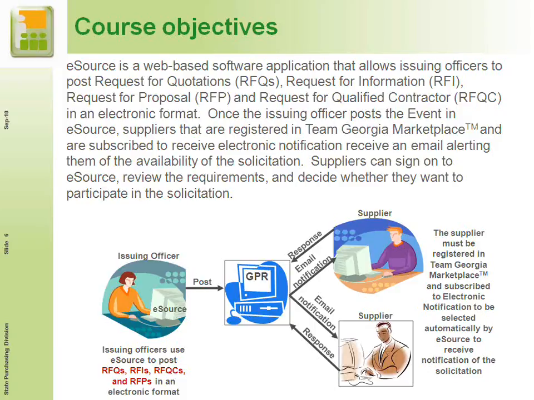I just want to take a moment here and talk about suppliers being subscribed. This is an electronic system. In order for them to be notified electronically, they must be subscribed in Team Georgia Marketplace. Now, I know that you're adding suppliers in. We want to encourage you to encourage your suppliers to subscribe, because this way they'll be able to receive all of the electronic notifications coming from the GPR, Team Georgia Marketplace, or eSource. If you're adding in suppliers, the best practice is probably to add them in at one time and send them an email alerting them that this is a courtesy, because subscribing will give them all of the updates.